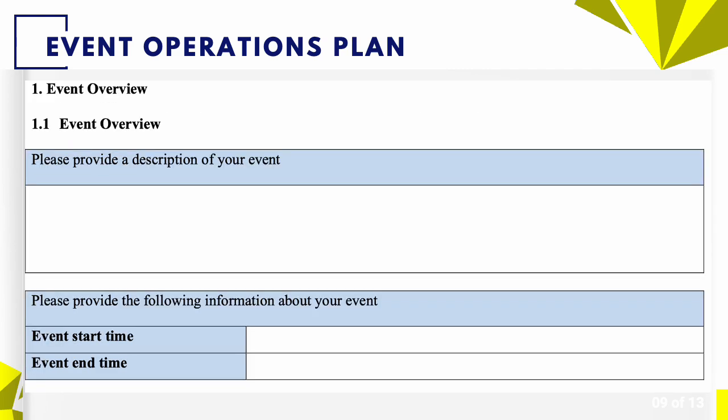Then we have the event overview, so please provide a description of your event. Describe your event, and the possible things you will conduct or the outcome you want, and so on. Then please provide the following information about your event, the starting time and the end time.